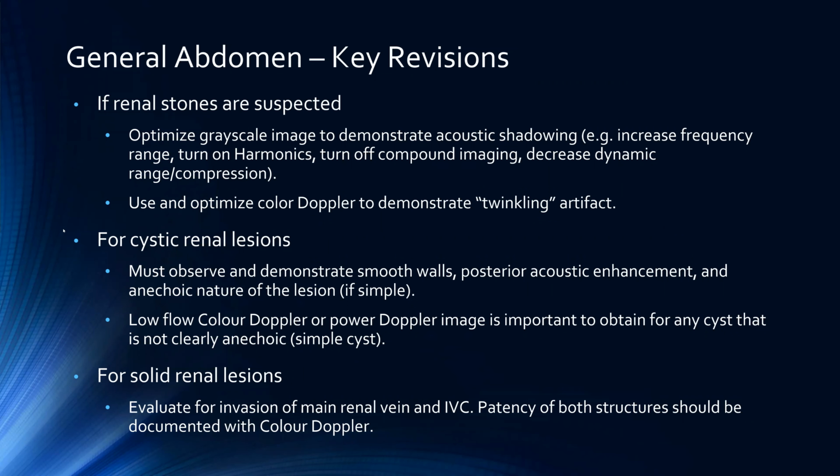As with the gallbladder calculi, it's important to optimize your B mode parameters to document and accentuate any posterior shadowing for renal stones if you do suspect that there are renal stones. And this again can include increasing the frequency range, turning off harmonics or compound imaging if you have those on, and decreasing your compression or dynamic range.